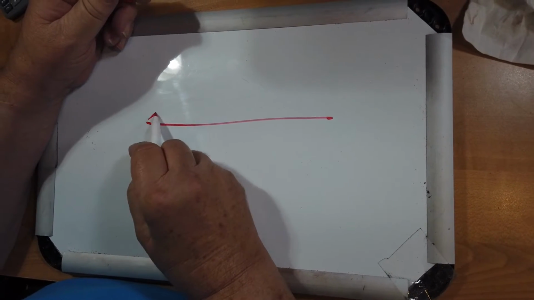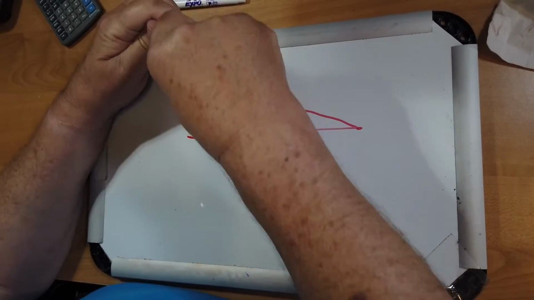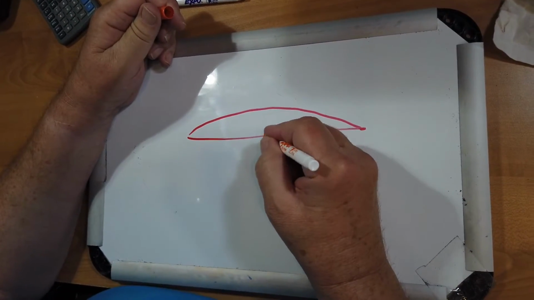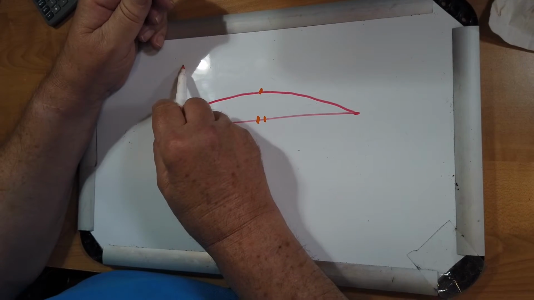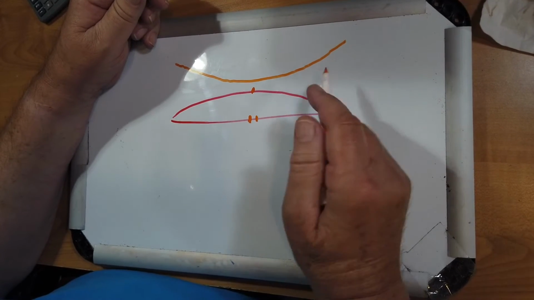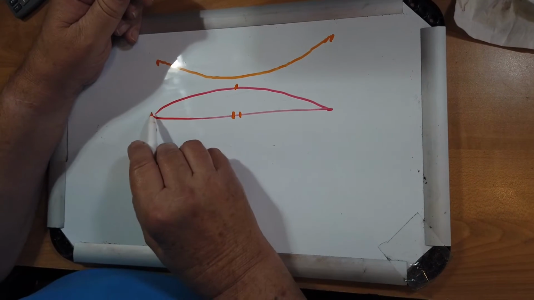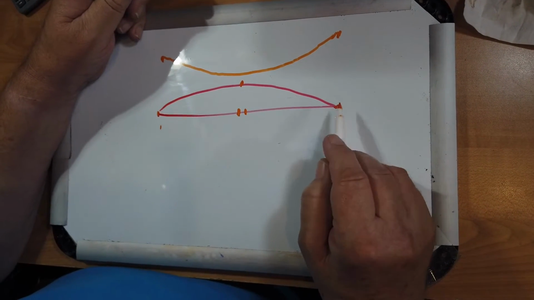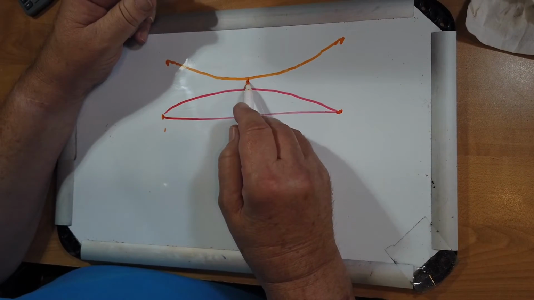Here's our current curve. Okay, the current is maximum in a dipole at the center point, right here. And then we do up here the voltage. The voltage is highest at the ends, and it's at its lowest point in here.